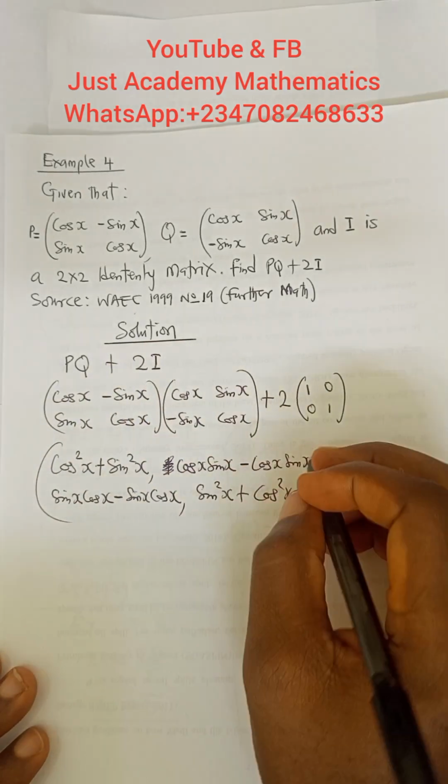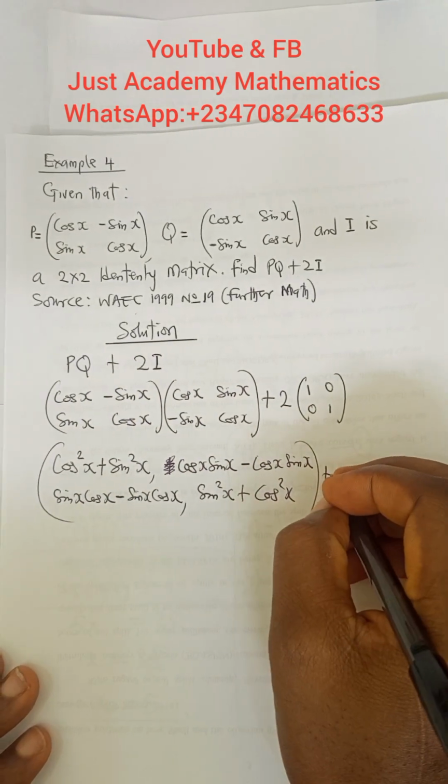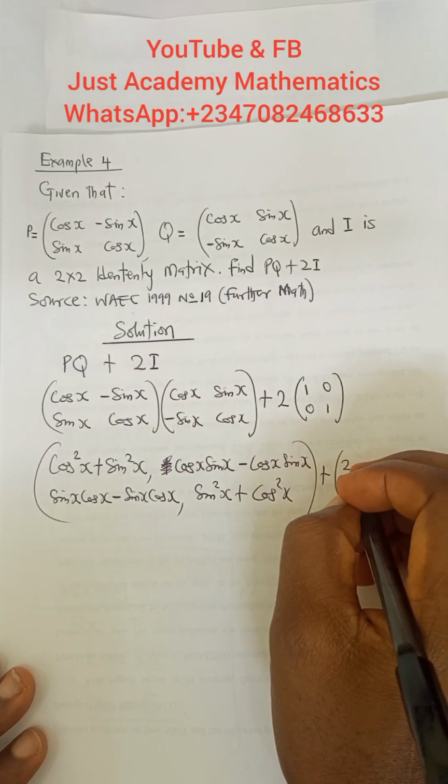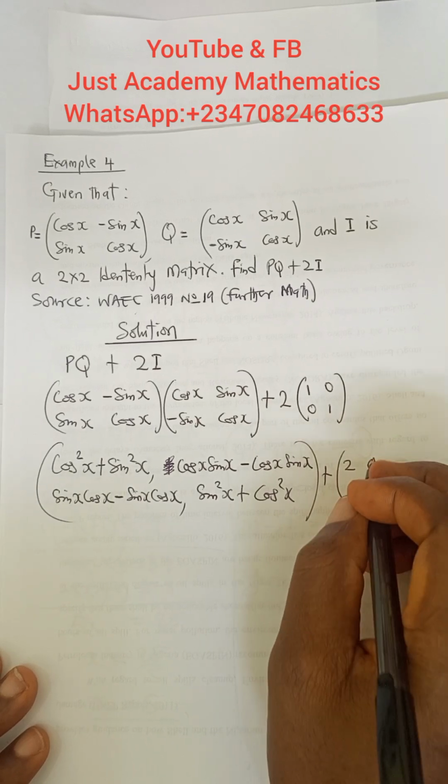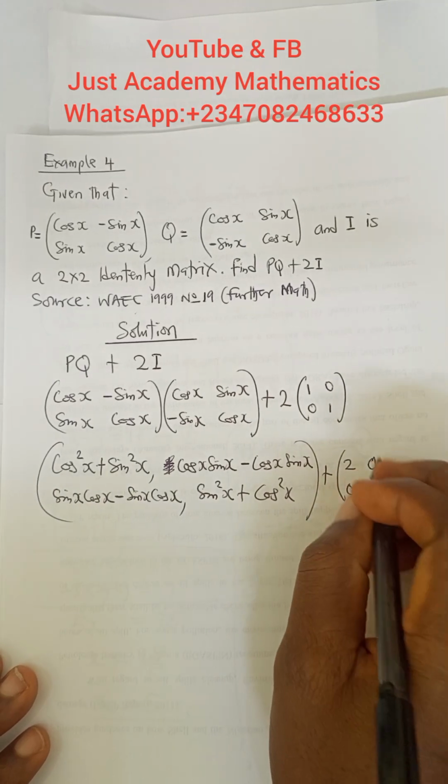This is what we have now. So plus what? 2 times 1, 2. 2 times 0, 0. 0 and 2.